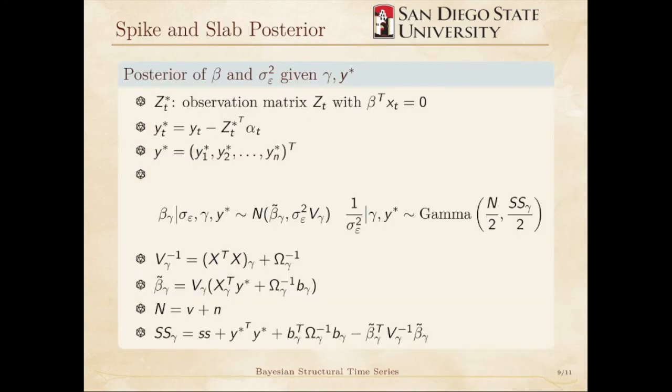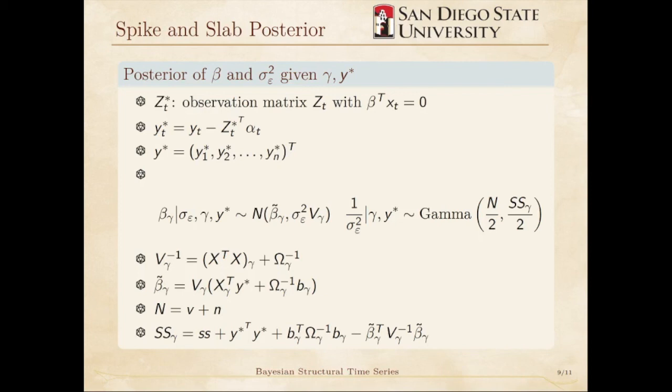Again, we need a little notation to set things up. Let z star t denote the observation matrix zt with beta transpose xt set to be 0. Let y star t be the data yt with z star t transpose alpha t subtracted out. And finally, let y star be the vector containing y star t for t equals 1 to n. Then the posterior distributions of beta gamma and 1 over sigma squared epsilon are as follows.